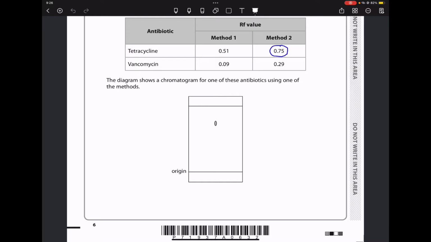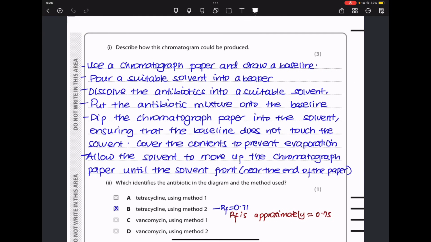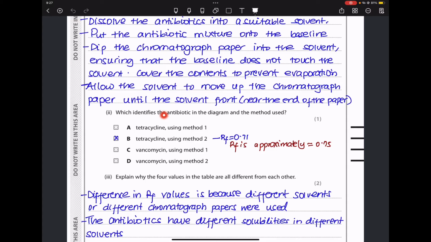So you mix the antibiotics and then put it here so that you allow the solvent to carry the substance upwards as the solvent moves from the origin towards the solvent front. Then you dip the chromatograph paper into the solvent, ensuring that the baseline does not touch the solvent. Then cover the contents to prevent evaporation, because most solvents used are usually volatile. Allow the solvent to move up the chromatograph paper until the solvent front, which is near the end of the paper.